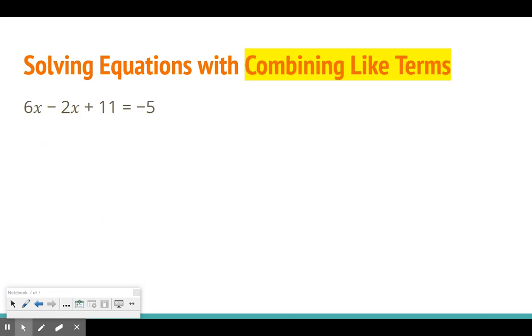Next, notice we are moving into combining like terms. I'm still going to follow my steps. Step 1 was the distributive property. I notice that there are no parentheses, so I can skip step number 1 and move on to step 2, which is combining like terms. And I can only combine like terms that are on the same side of the equal sign.